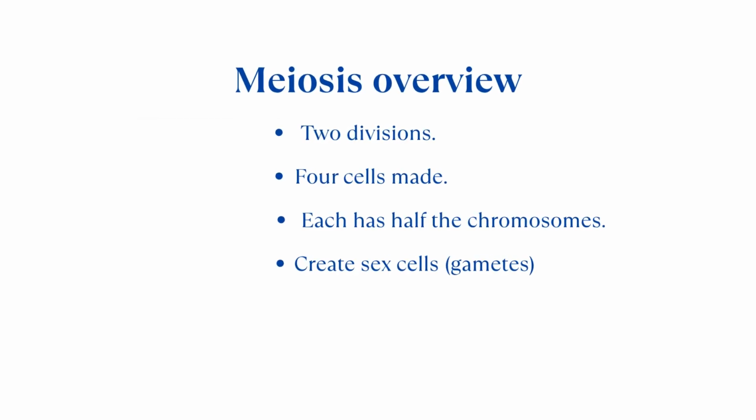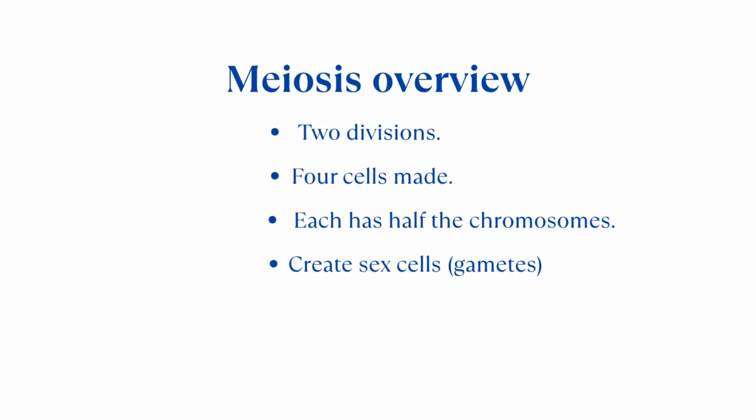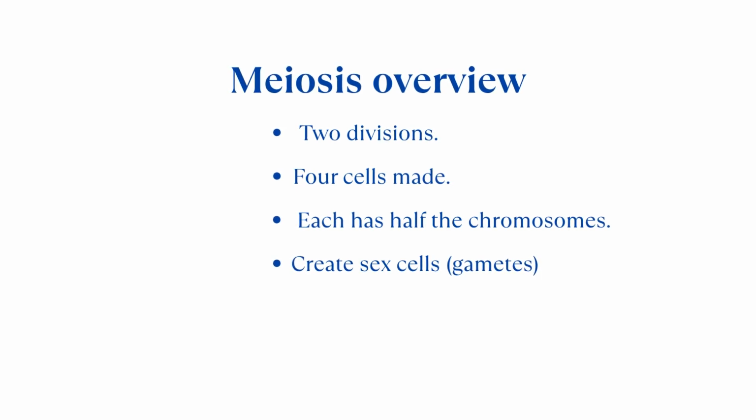Meiosis is the process that creates sex cells, like sperm and egg. It reduces the chromosome number in half. So, we begin with 14 chromosomes and end with 4 cells, each with 7 chromosomes.